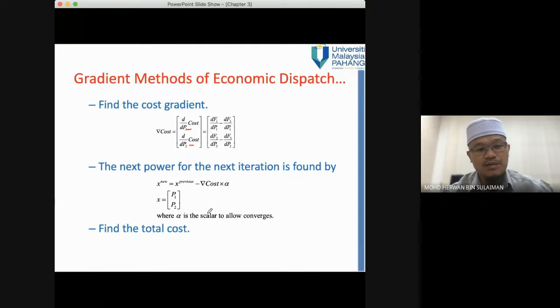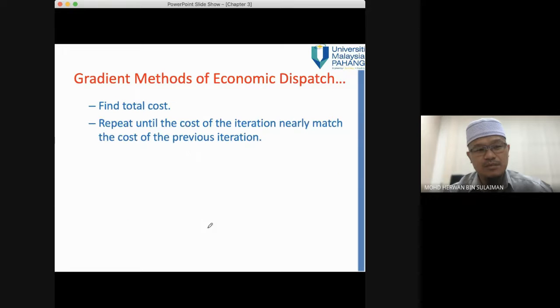So alpha is the scalar to allow the convergence lah, where your x is P1 and P2, and then we find the total cost again. And then we repeat until the cost of the iteration nearly match the cost of the previous iteration, meaning that the cost is not changed. Okay, and then you can stop. So that is gradient method.